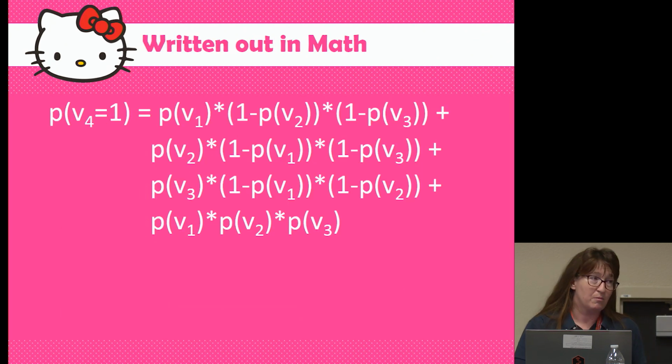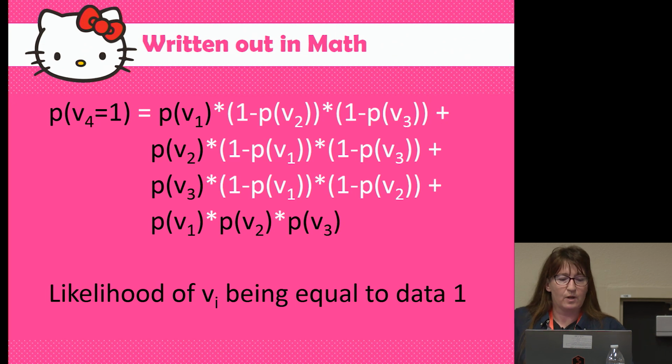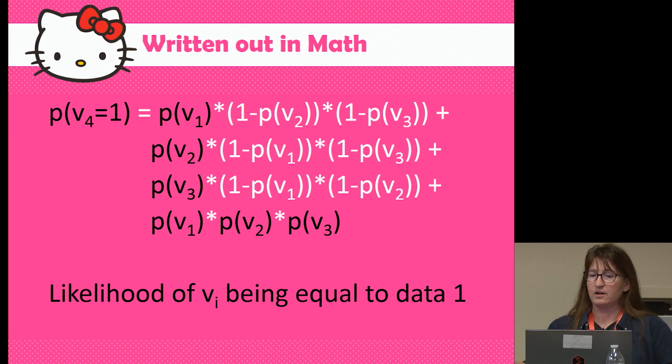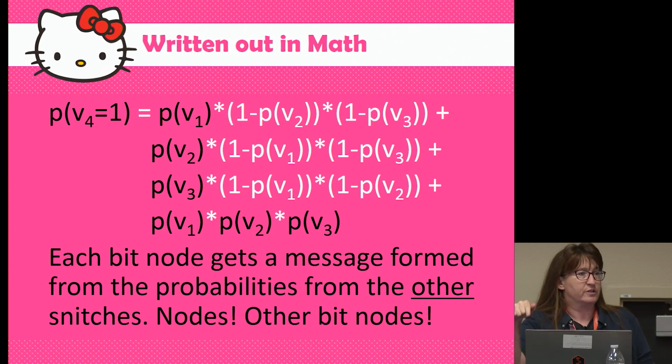Okay, so when you write this out in math to do this sort of processing, this is what it looks like. So this is just the likelihood. The black is the likelihood of that particular node being 1. And then we also have all the other cases where we have the zeros. This is just written out in math what we recited on the other page. So each bit node gets a message formed from the probabilities from the other snitches, the other nodes.